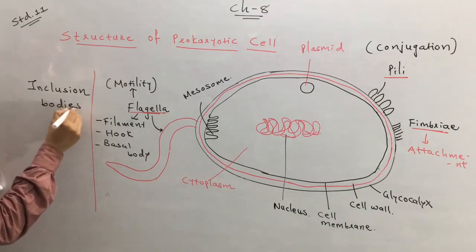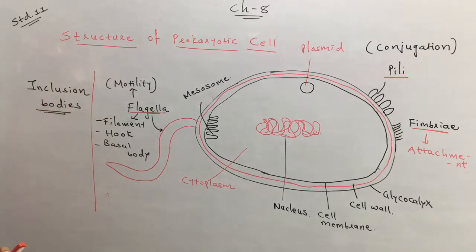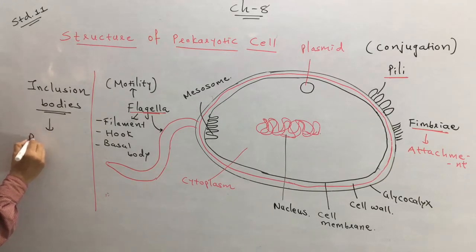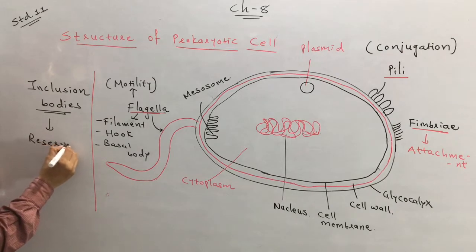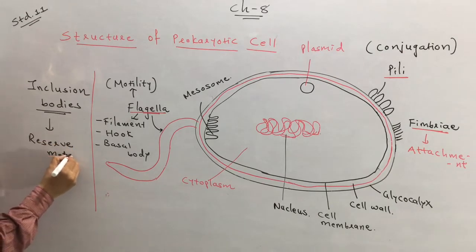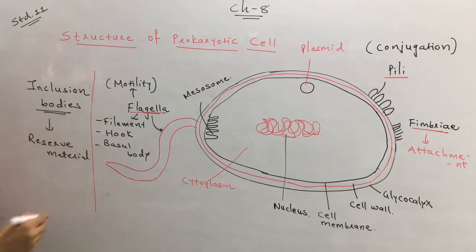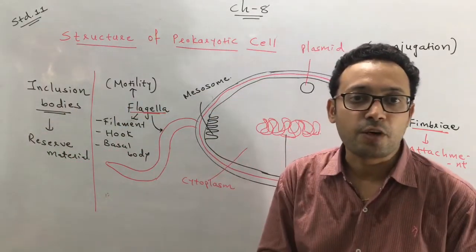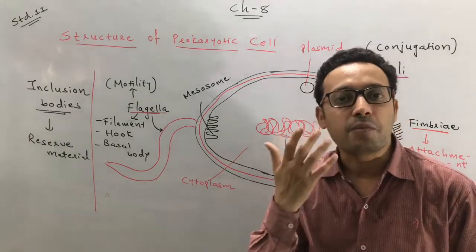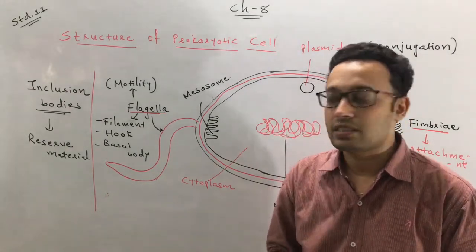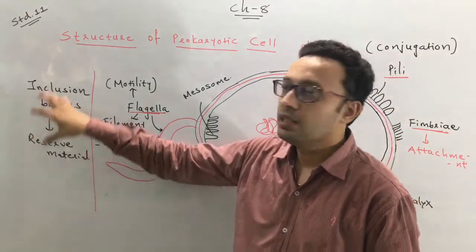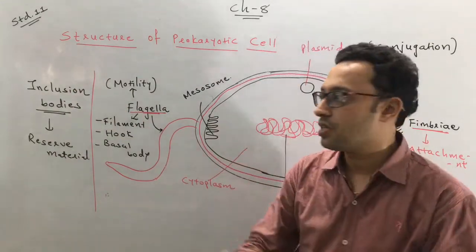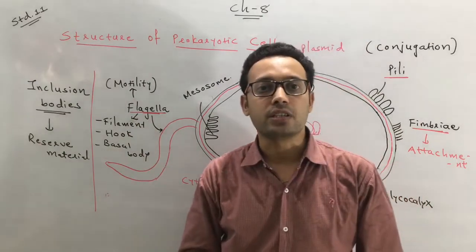Inclusion bodies, plural of inclusion body. What does an inclusion body contain? The inclusion body contains reserve material. Reserve material may be in the form of food, or nutrient, or you can say waste. In any form, the reserve material is found in a specialized structure called inclusion bodies.